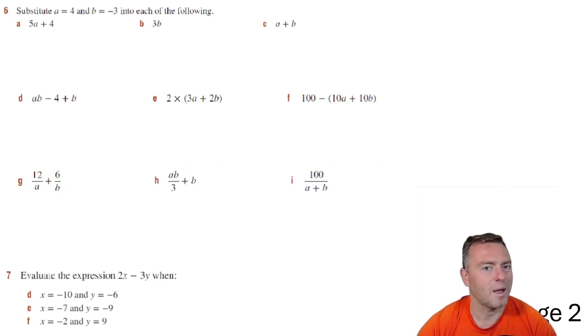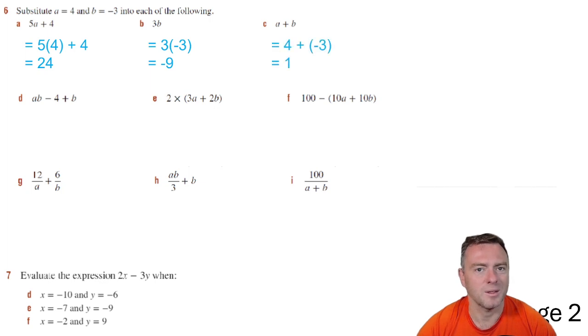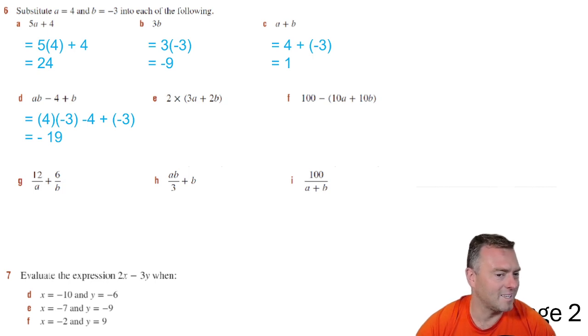So first one, a is equal to 4, b is equal to negative 3, and we're going to sub those values into each one of these. So it's 5 lots of 4 plus 4, so it gives us 24. The next one is 3 lots of negative 3, which gives us negative 9. The next one we've got 4 take away 3, which gives us 1. Down the bottom here, we've got 4 times negative 3 minus 4 plus negative 3. So 4 times negative 3 gives us negative 12. Negative 12 minus 4 gives us negative 16. Negative 16 minus 3 gives us negative 9.